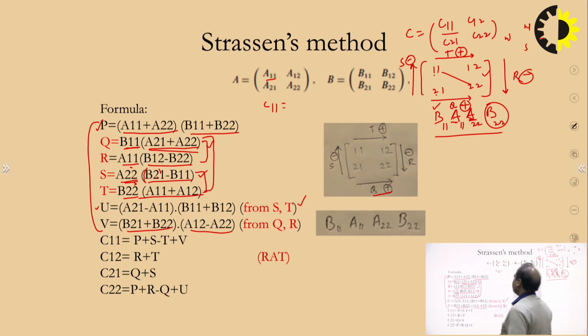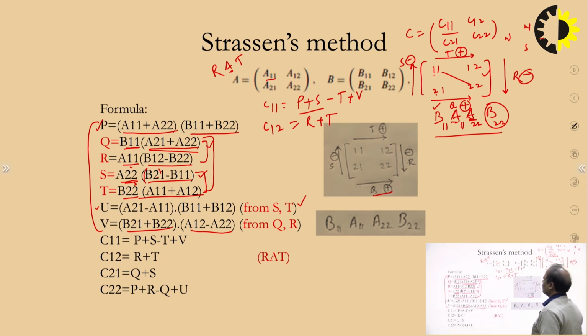C11 will be P plus S minus T plus V, right? Just to remember, P plus S minus T plus V. So this is C11, and then C12. For C12, we remember: A stands for addition, and R and T. So R plus T. Okay, so this is C12.